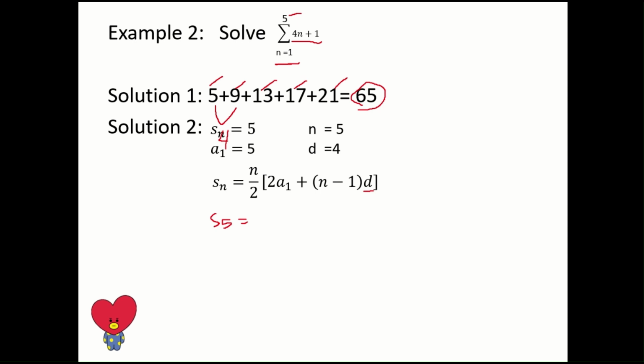So in our formula, you have it there. S sub 5 is equal to 5 over 2, and then you do the following given that we have. You type it in your calculator carefully, and you will get the answer, which is also 65. And that's how we do that.